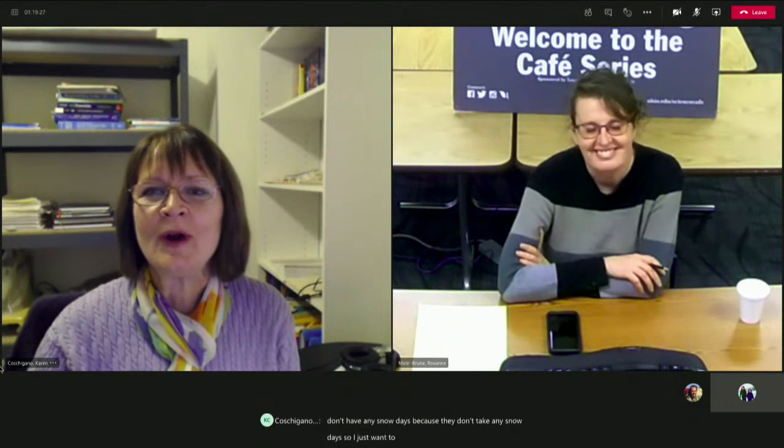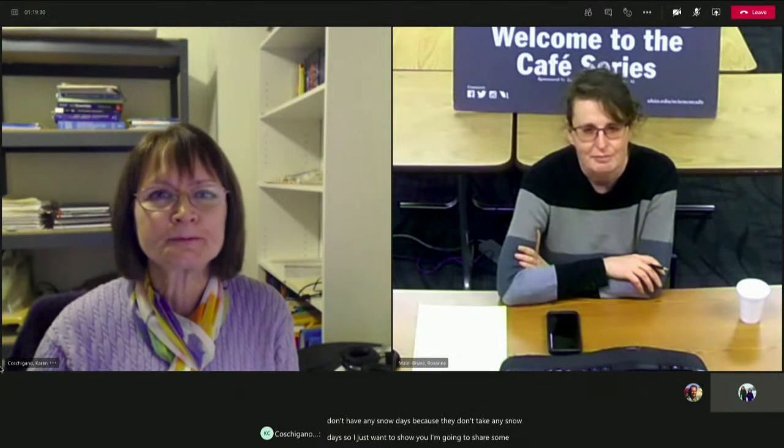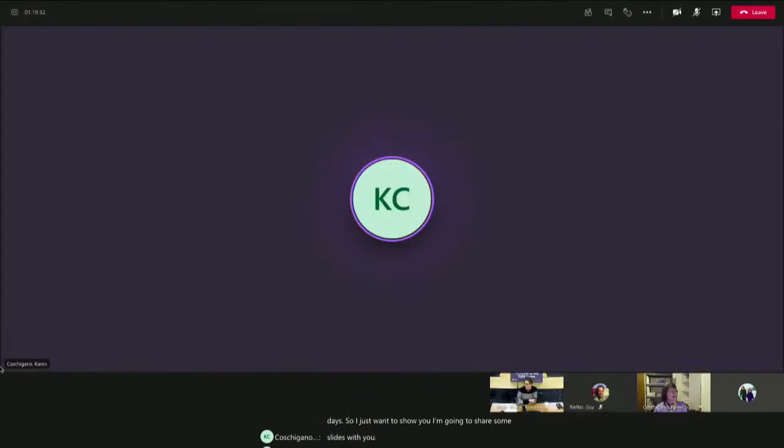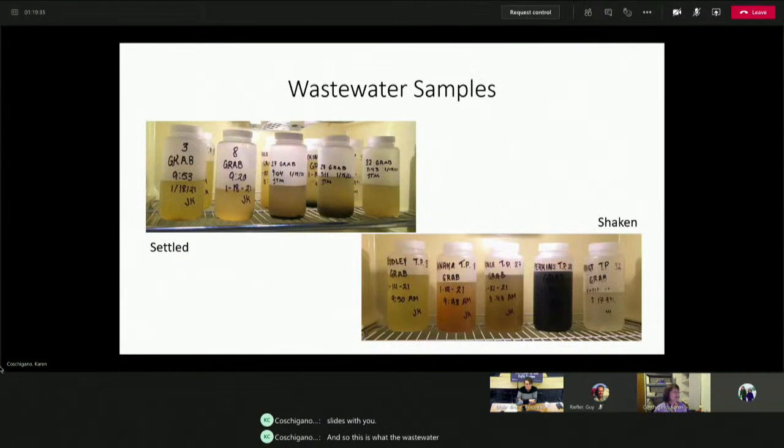So I'm going to share some slides with you. This is what the wastewater samples look like, or can look like. On one side, I've shown where they've settled out. They've been sitting for a while, but the other side shows where they've been shaken. And you can see that even though there's a screen on the end for when the wastewater's sucked in, a lot of debris still comes in. I'm not quite sure what all this debris is. I know there's got to be some toilet paper fragments because I can kind of see that, but I don't know what some of the rest of it is.